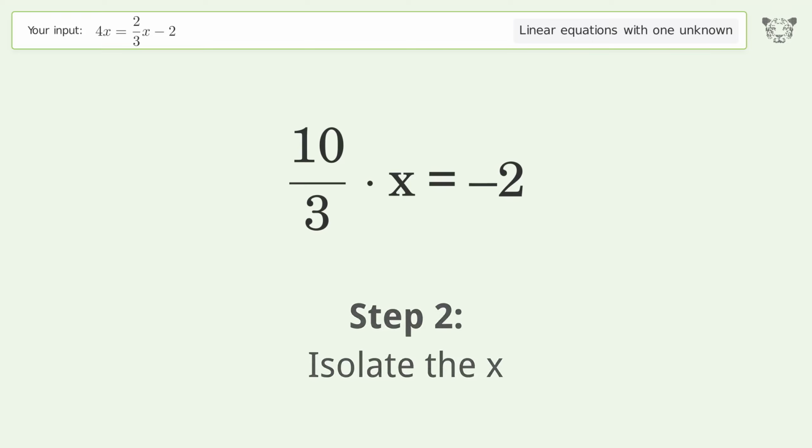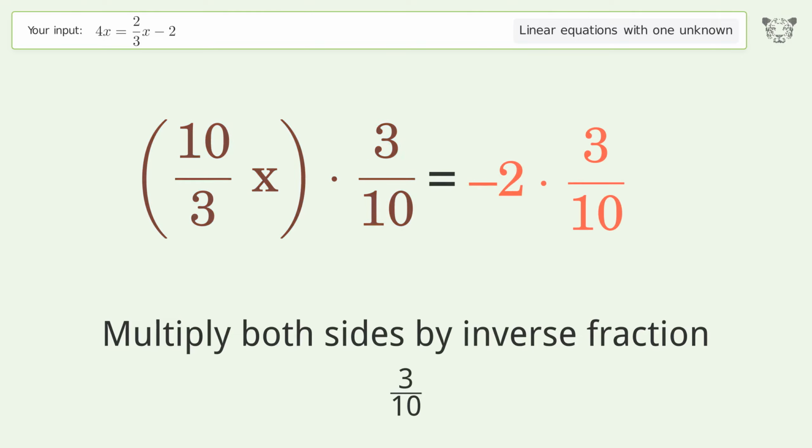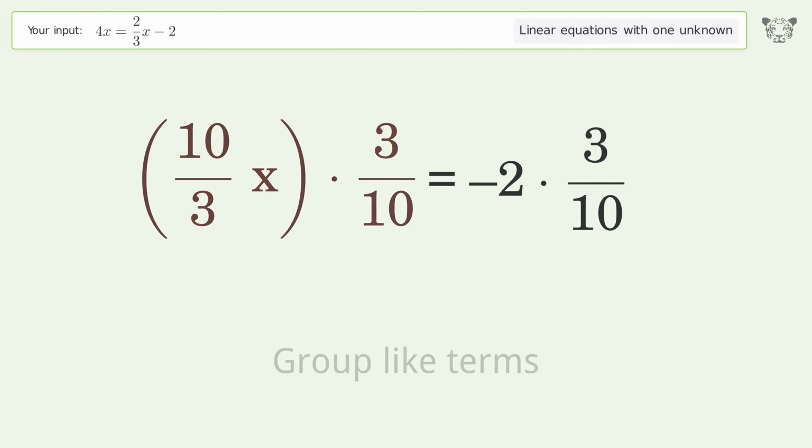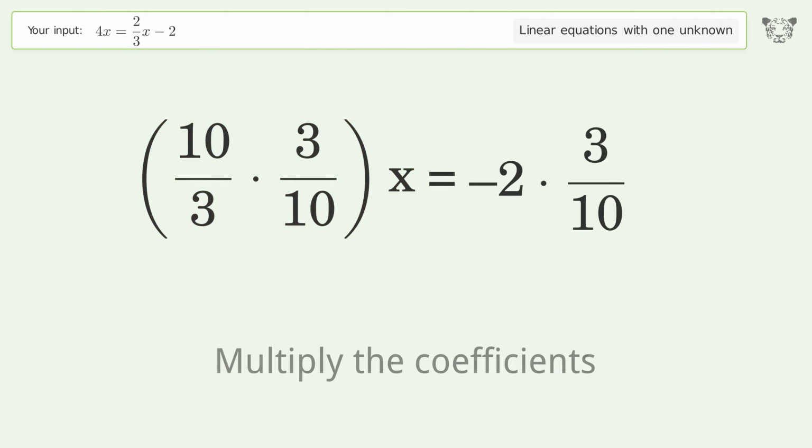Isolate the x. Multiply both sides by inverse fraction 3/10. Group like terms. Multiply the coefficients.